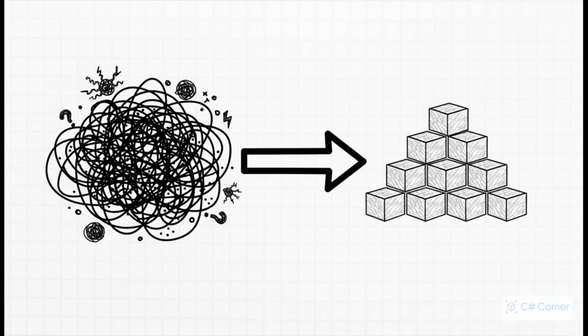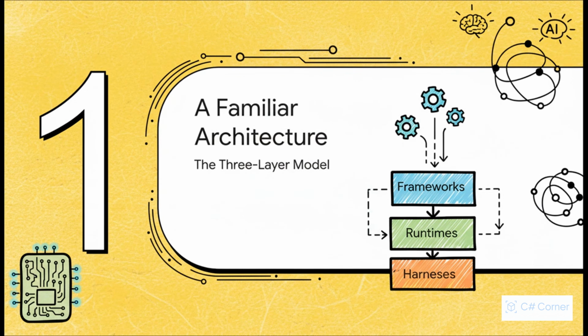But here's the twist. What if the solution isn't some brand new hyper-complex AI model? What if it's an architecture, a pattern that software engineers have been using for years to build systems that are robust and scalable? Well, that's exactly what we're going to break down today. We're going to look at AI agents through the lens of a simple three-layer model. And honestly, if you have any background in software development, this structure is going to feel instantly familiar. It's the key to bringing some much-needed discipline to our AI projects.